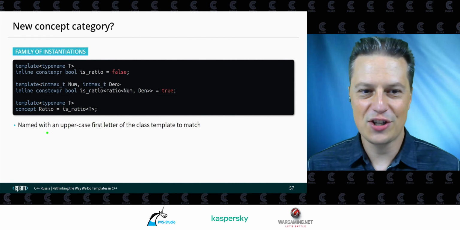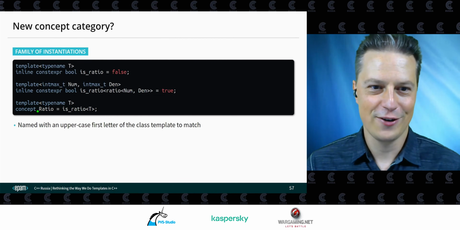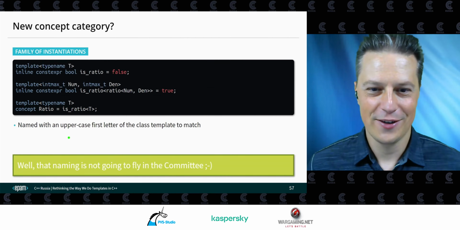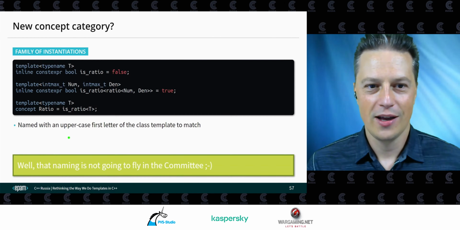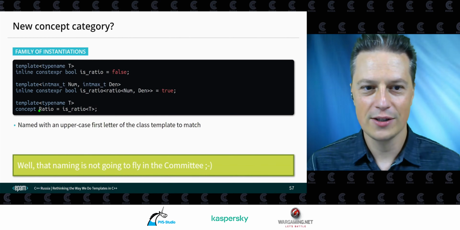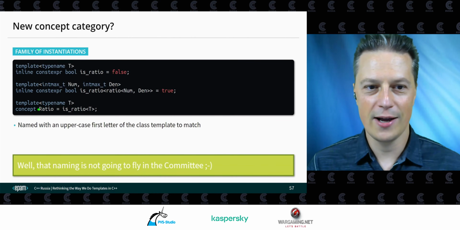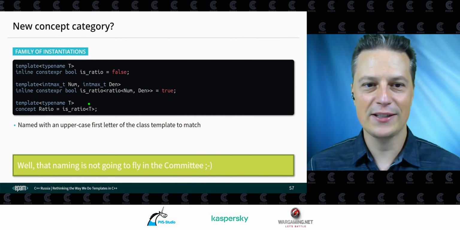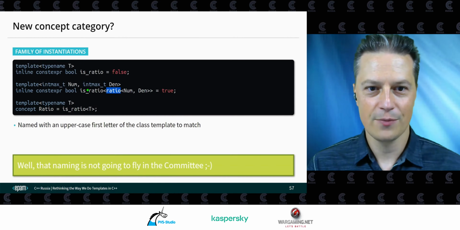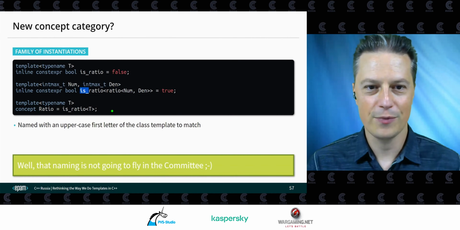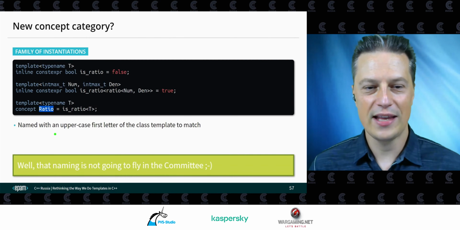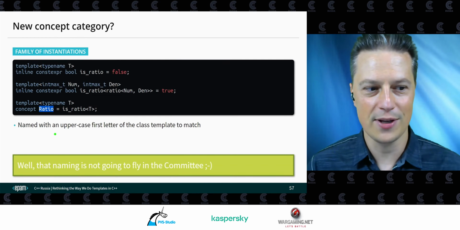I would say that this family of instantiations is named with an uppercase first letter here. And of course, this naming will not fly in the committee, right? However, this is one of the biggest problems I have right now: how to name a type trait, or sorry, a concept that basically matches instantiation of a specific type. So ratio is already taken. Is ratio is a type trait, because this is what we are used to do. So how to name a concept that basically names a family of instantiations of a specific class template?